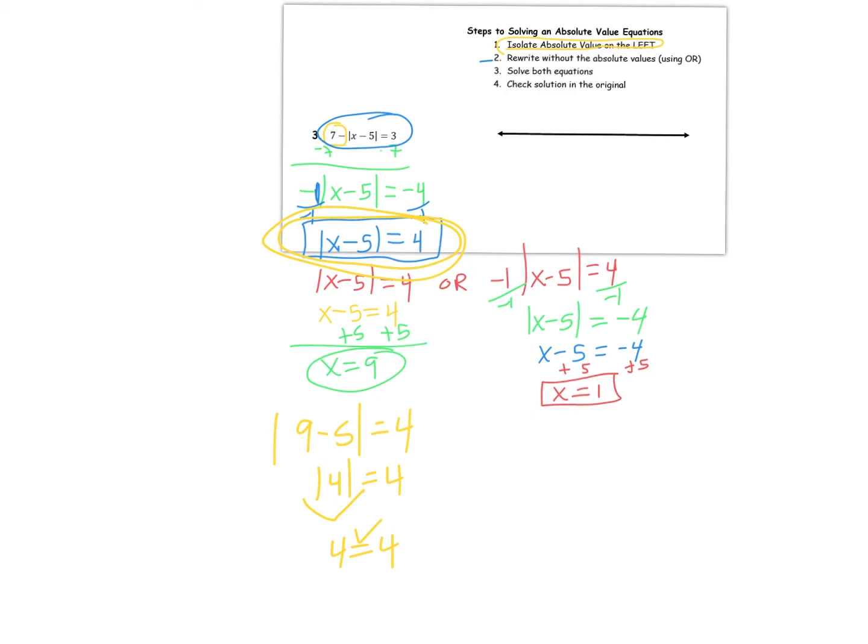Now come over here. Absolute value of 1 minus 5 is supposed to equal 4. Again, remember, I do not use the dark side equation. I'm going back to this one right here. Absolute value of negative 4 is equal to 4. Absolute value of negative 4 is positive 4. So again, we know we're good. So I can plot both solutions. So on my number line, I can do 1 and 9. Okay. And then we're going to put our points.